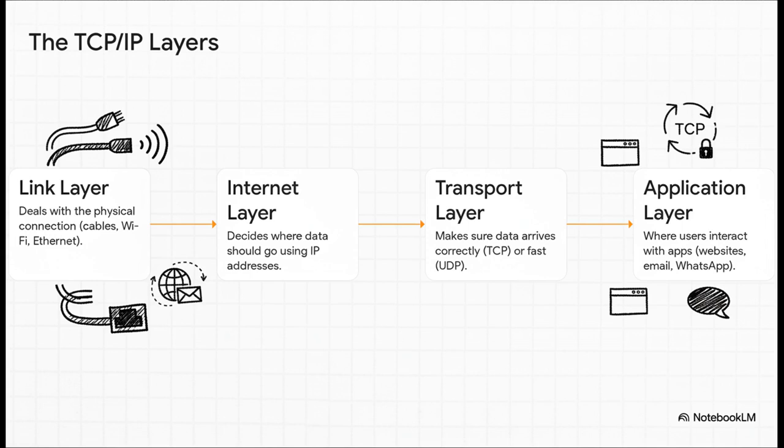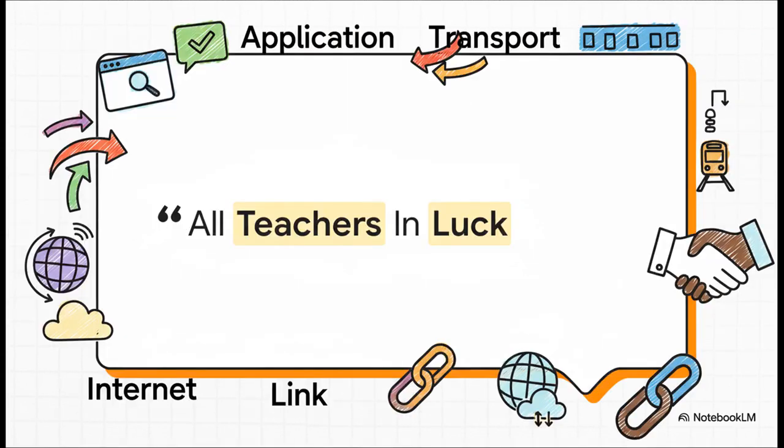Next up, the internet layer is pretty much a one-to-one match with the OSI's network layer. It's all about IP addresses and routing. The transport layer is here too, doing the exact same job, making sure data arrives correctly with TCP or just gets there fast with UDP. And finally, the application layer combines the top 3 OSI layers, session, presentation, and application, into one big layer that handles everything the user interacts with. So it's a much cleaner, simpler stack to picture.